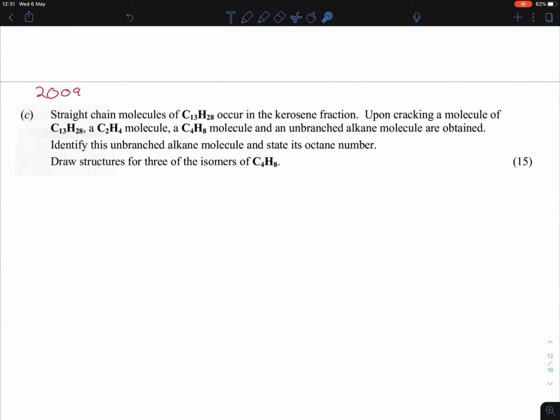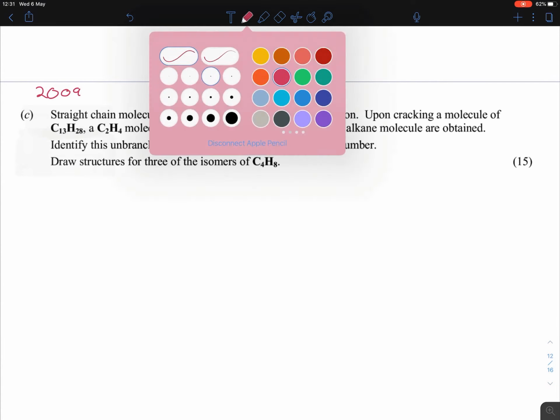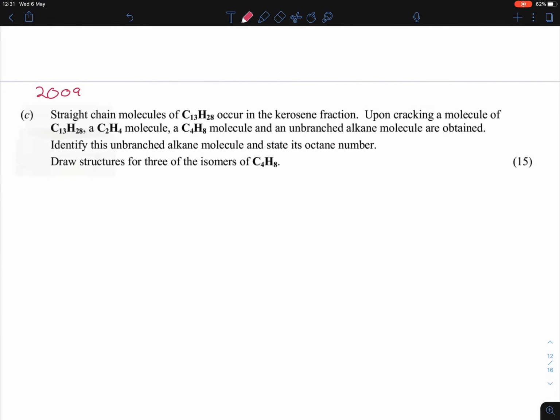So we're reading it there. It says straight chain compounds occur in the kerosene fraction. Upon cracking, you get these molecules here. Enter an unbranched alkane molecule. Identify the alkane molecule and state its octane number. So again, we're going back to catalytic cracking. We'll state that the product, no, not the product, I should say, the reactant equals the products.